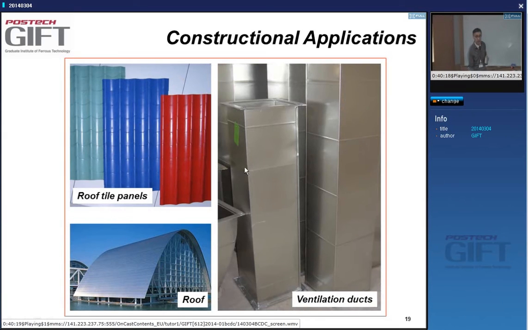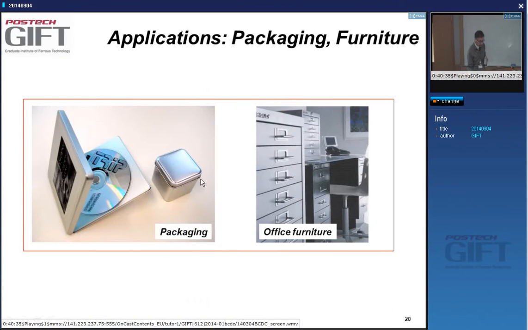Roof tile panels, interior of the buildings for ventilation and air conditioning ducts, roofs sometimes, stainless steel in this application, yes. Packaging, furniture, very often we have steel products being used. We look around this office, this lecture room, we don't see the steel, yes, but it's there. For instance, most of this desk is actually steel, yes. But you look at it, you don't think steel, right?